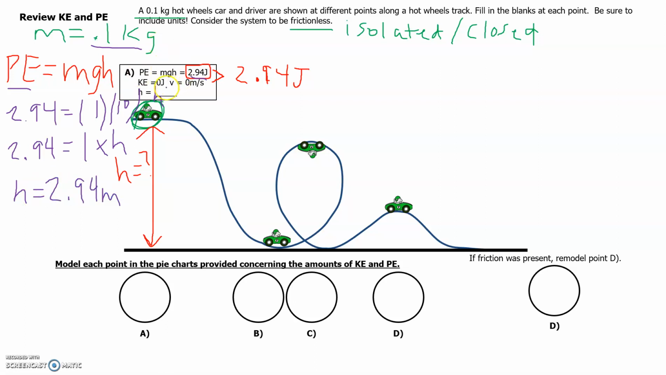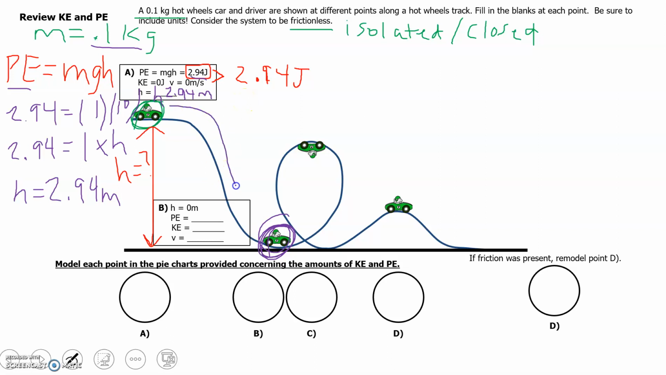So that means up here we can write 2.94. All right, so we have box A complete. Remember, height is in meters. All right, now at point B. At point B, the car is down here. So we're looking down here at point B. The car is moving. It has moved down this ramp all the way to this position. All right, so the height is 0. It's on the ground. Check, got that.